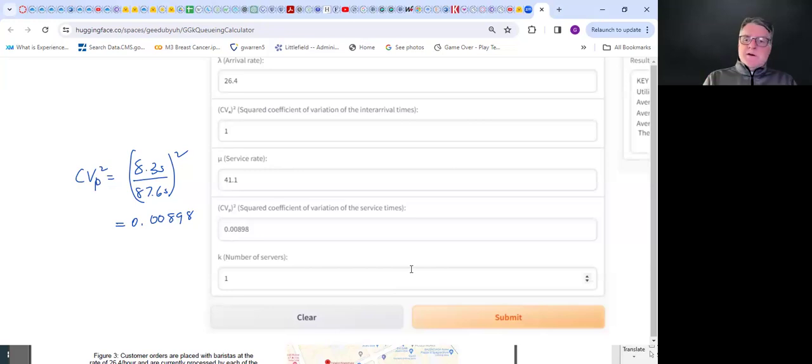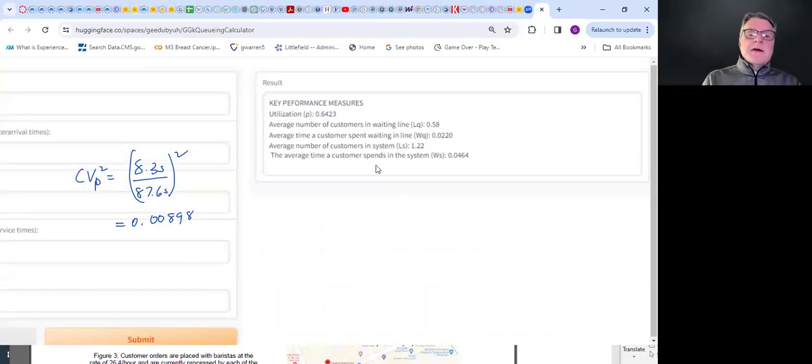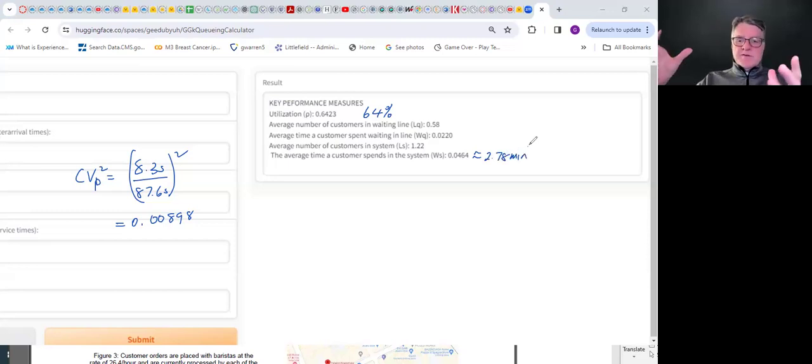Now, variance reduction almost always helps. I'm willing to go out on a limb and say I've never seen it not help. But it hasn't helped the utilization. It helps on the waiting time in system. I'm now at 0.0464 times 60, which gives me 2.78 minutes. So if I pay the $26.50 and get each of the baristas trained up, they're going to reduce the waiting time in system for customers from 4 minutes down to 2.78 minutes.